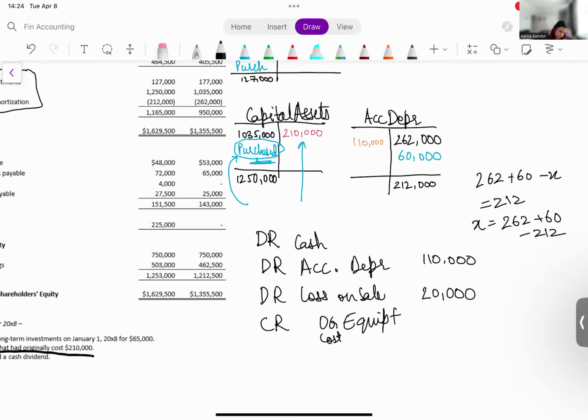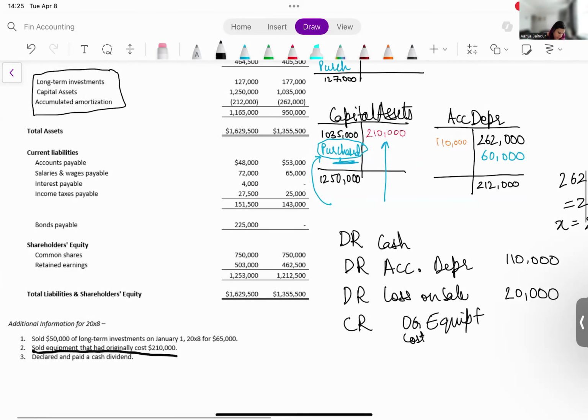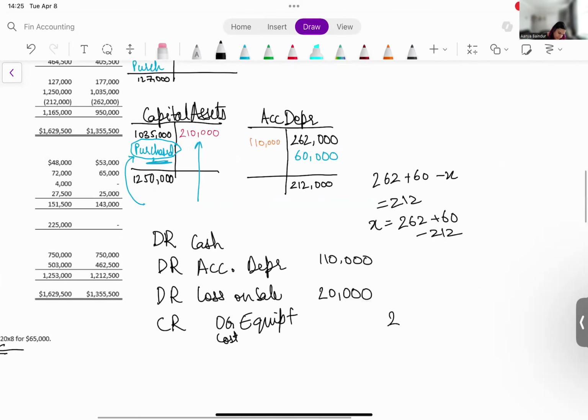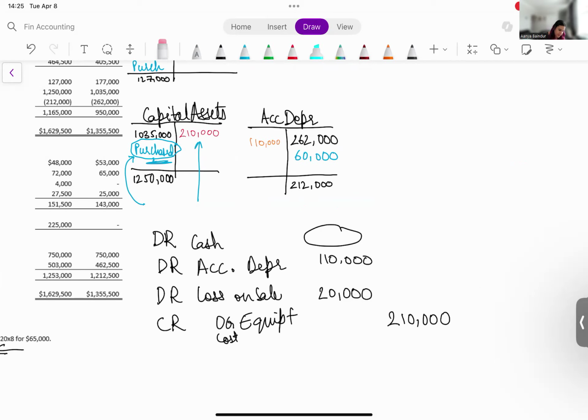Now we need to know what the original cost of the equipment sold was. The question tells us that the original cost was 210,000. Now that you know all of these, the only one missing right here is this. So let's go ahead and find that. It's pretty easy. You add up your debits, you add up your credits, you see which one's more, and there'll be a missing debit value, which we'll find here.